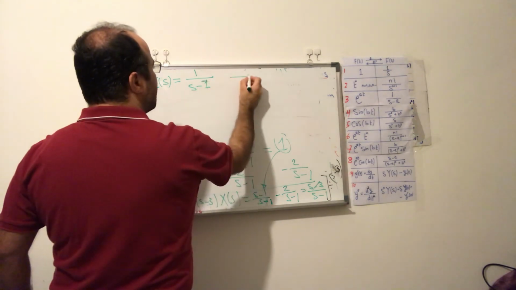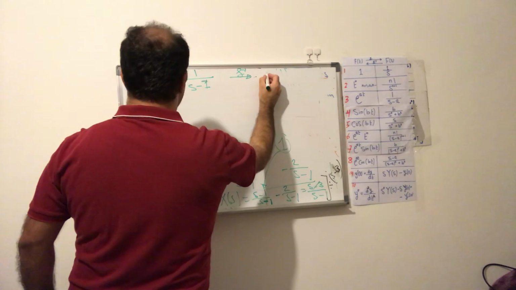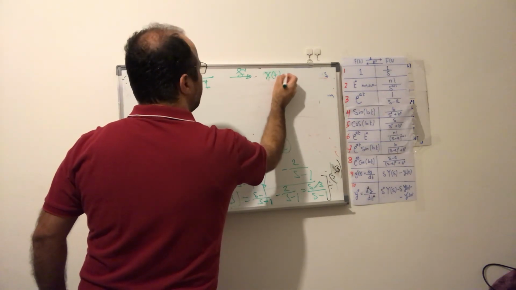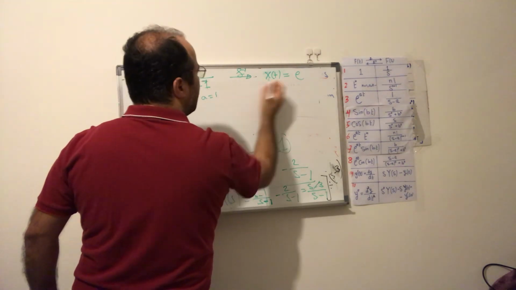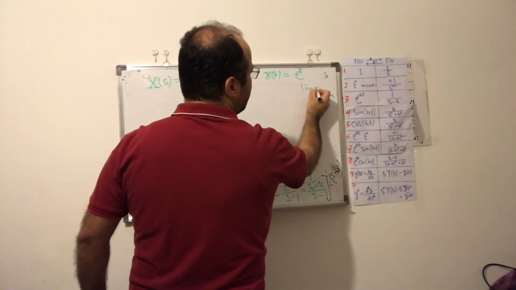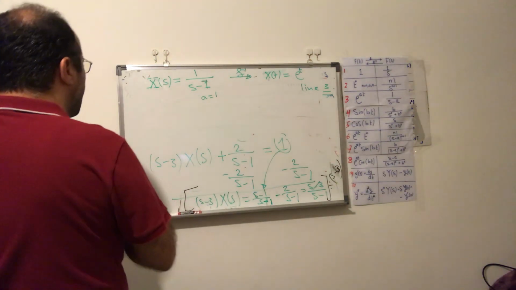Now taking the Laplace inverse to get the time solution, then you get x of t. X of t is just e power a, here a is 1, and then you get e^t. So I'm using again line 3 in the table. Now what is the solution?